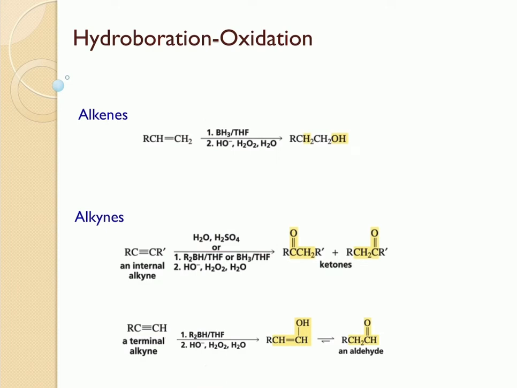Hydroboration followed by oxidation. Borane and substituted boranes add to alkynes exactly in the same way as they would add to alkenes. That is, boron is going to act as an electrophile, whereas the hydride ion is going to act as a nucleophile. And when the addition reaction is over, aqueous sodium hydroxide and hydrogen peroxide are added to the reaction mixture, and the final result is going to be an alcohol in the case of alkenes, whereas it's going to be a ketone or an aldehyde in the case of alkynes.